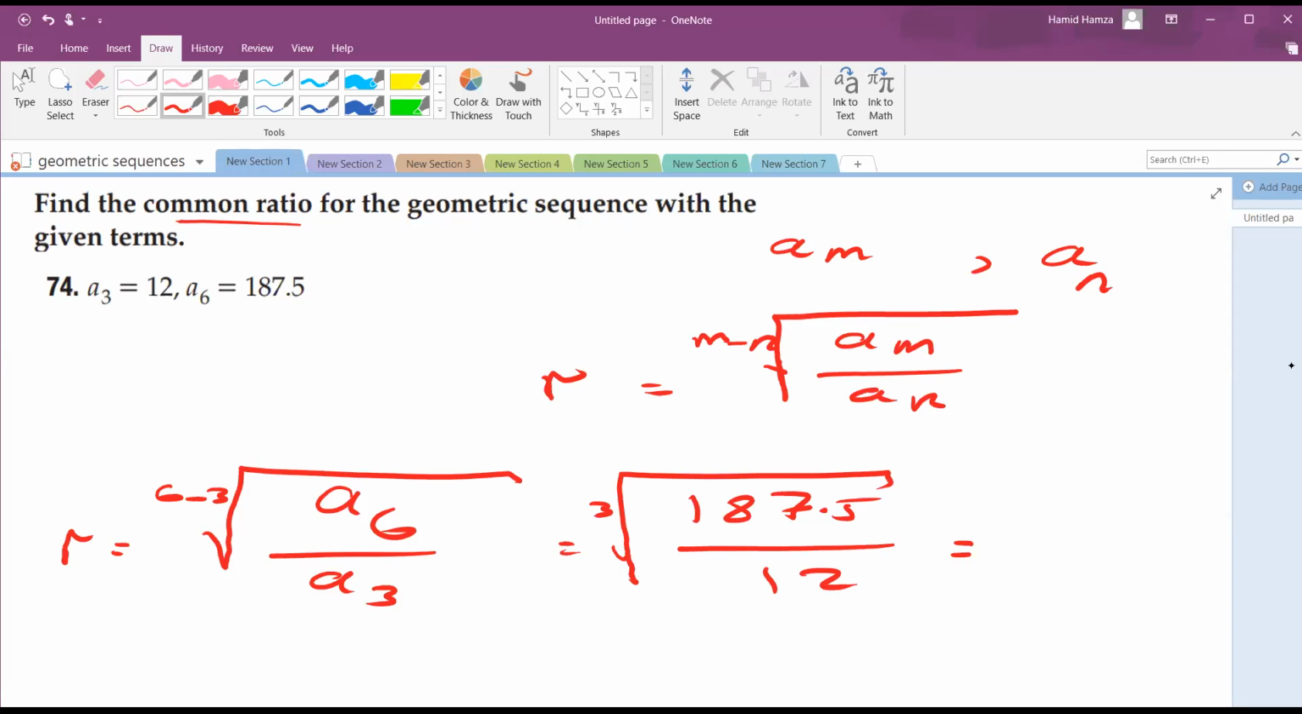2.5. So it will be 2 point what? 2.5. So this is the common ratio. So please copy this in your notebook. Copy this formula in your notebook, this part.